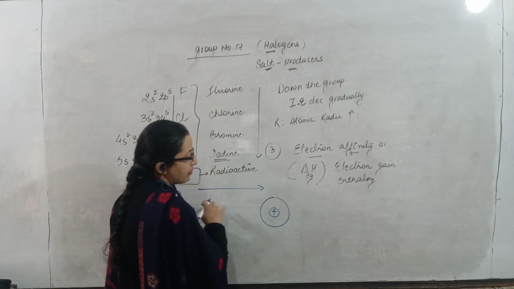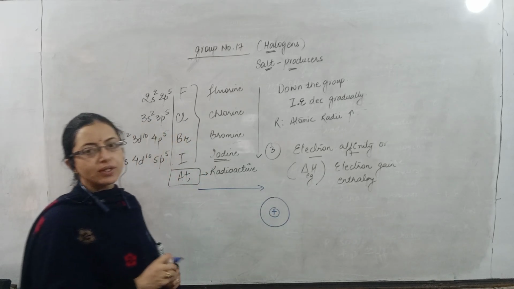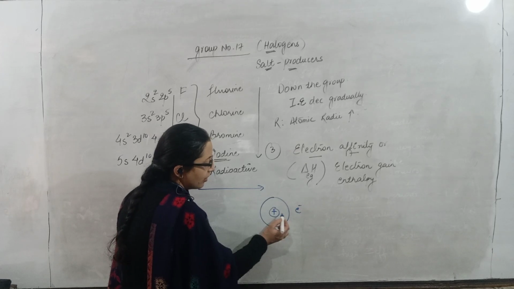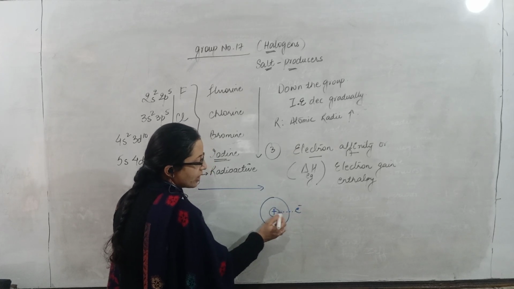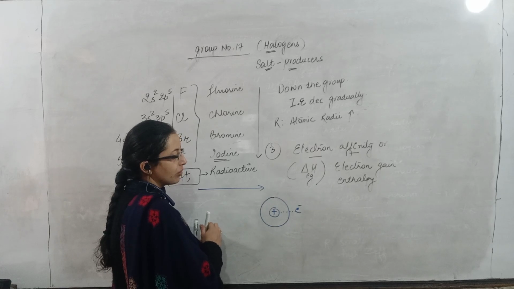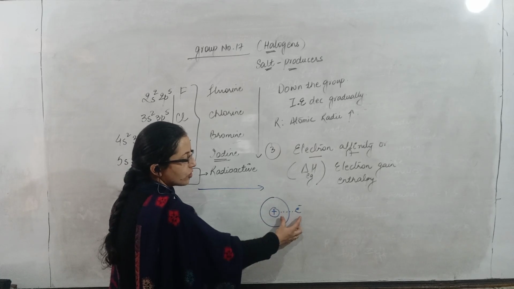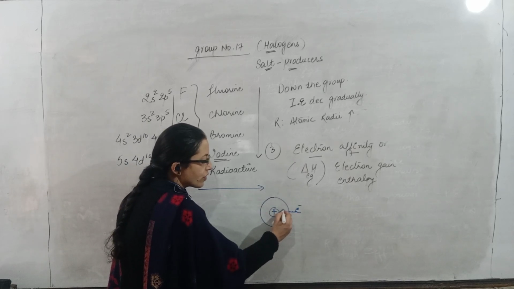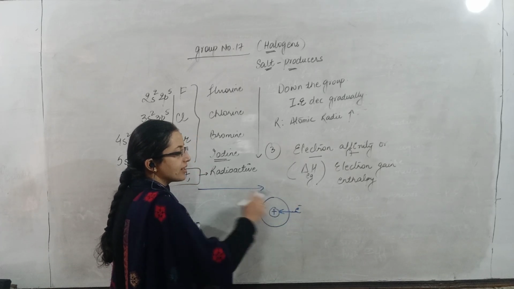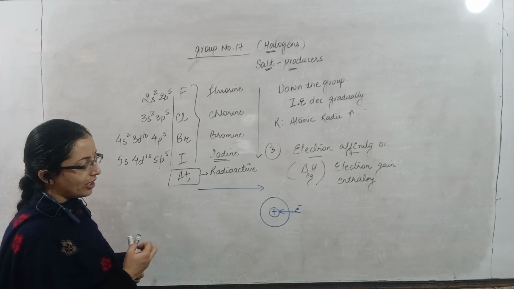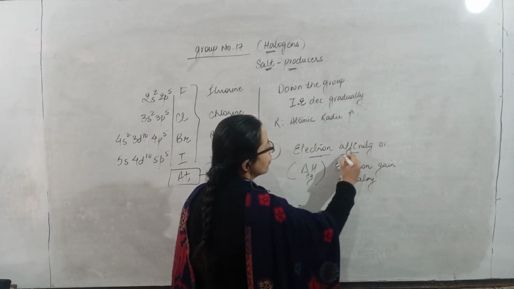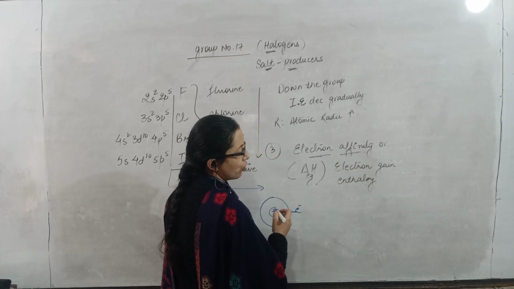Because in their respective periods they have small sizes. In a particular period, the halogens are the smallest, so the distance between the incoming electron and the nucleus is less. Because of the small size, there is a strong force of attraction, so an electron is easily pulled inside the outermost shell. So what is electron affinity? Attraction for the incoming electron.